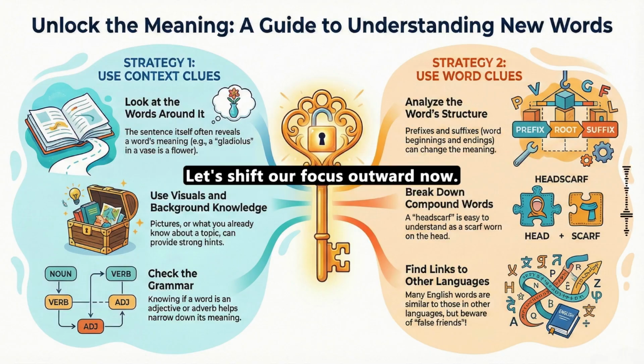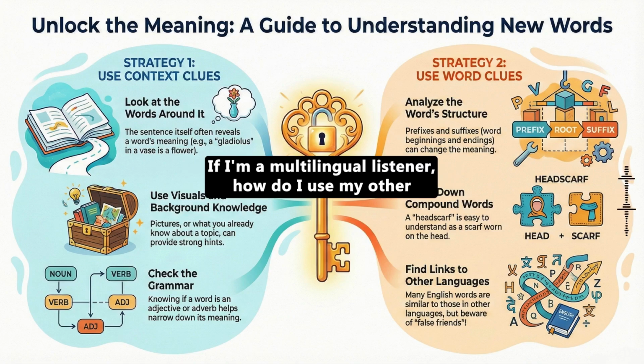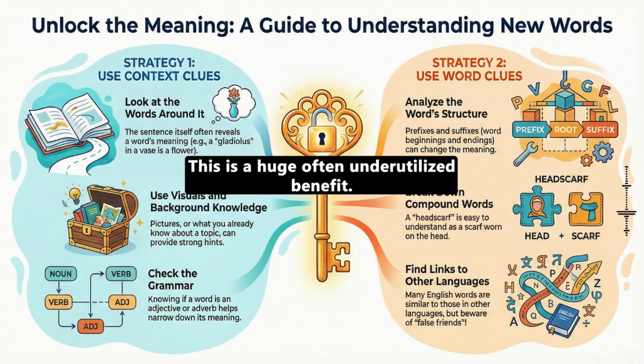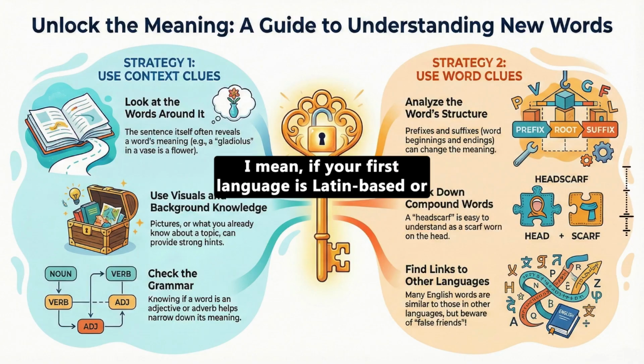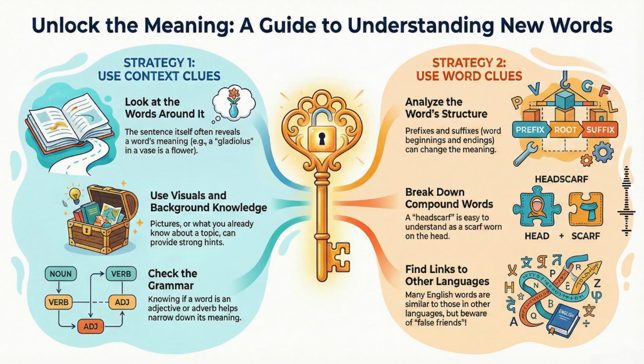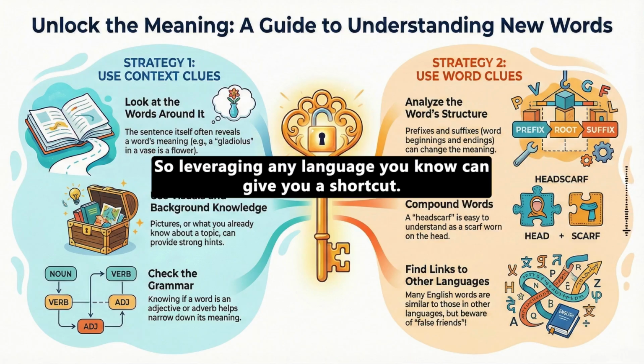All right, let's shift our focus outward now. Ah, Section 3, global connections. If I'm a multilingual listener, how do I use my other languages without falling into some obvious traps? This is a huge, often underutilized benefit. I mean, if your first language is Latin-based or Germanic, you can see a lot of familiar-looking words. So many. These are called cognates. English is a linguistic melting pot. It borrows from everywhere, so leveraging any language you know can give you a shortcut.